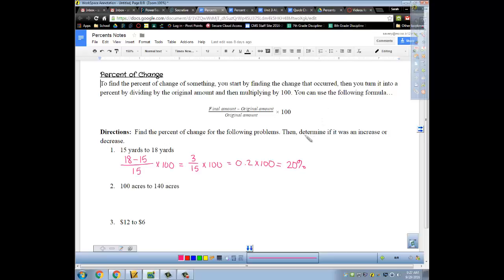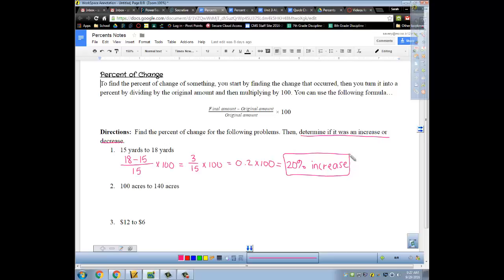So it says to also determine if it was an increase or a decrease. If it went from 15 yards to 18 yards, it went up 3. So that was an increase since it went up. If you get a number where it's a negative answer, just get rid of the negative in your answer because we can't have negative percents. It's no big deal. That's just a clue to tell you that it was a decrease.